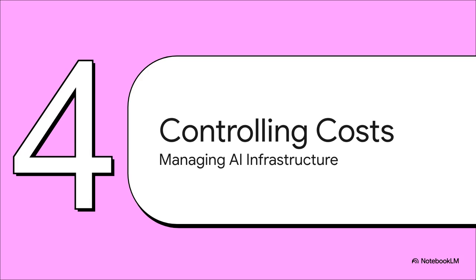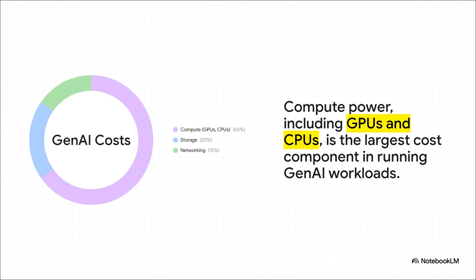And you know, using hardware that efficiently leads us directly to the next huge challenge, getting a handle on the enormous and often shocking costs of running generative AI in the real world. Take a look at this chart. It's pretty clear where the money goes, right? Storage and networking add up for sure, but compute power, those hungry GPUs and CPUs, that's the lion's share, making up a whopping 65% of the bill. So if we want to make a real dent in the cost, that's exactly where we need to focus.